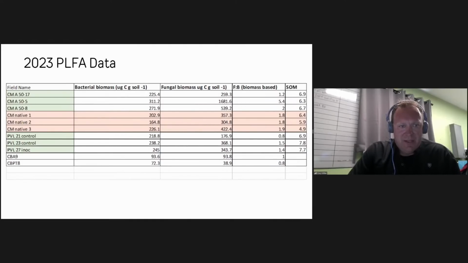We have our bacterial biomass, our fungal biomass, our ratios, and then our organic matter. This 50 is a field that we've tested pretty regularly. The native, of course, is in between. And then these PVL, this is a pivot. The control samples are where we were doing non-biological, and then where we were doing biological inoculations.